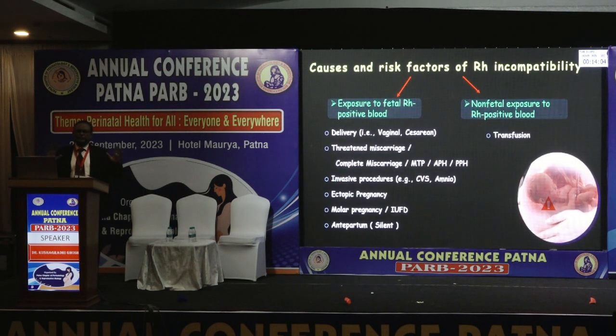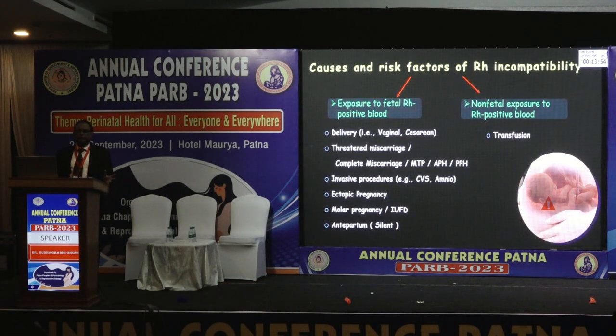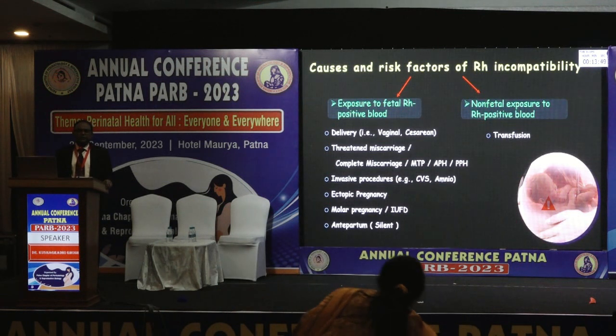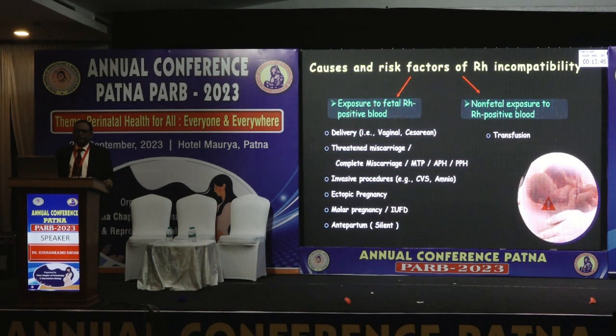So there are different reasons why immunization can occur. The most common is delivery, but also threatened miscarriage, complete miscarriage, and MTP, especially in cases of MTP pills, which are available now. The mother is Rh negative, the father is Rh positive, and they have an unplanned pregnancy. They go through taking abortion pills, and there is no monitoring of ICT. These are the cases, maybe because of which the incidence of ICT positive is increasing.